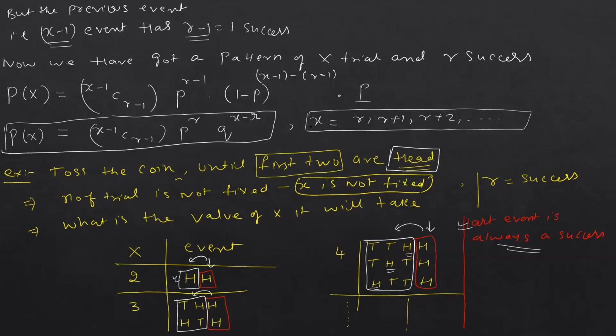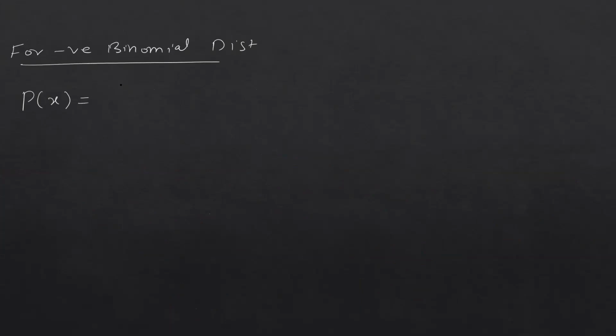So this is all the history. Now I can put this in a standard form. The point which you have to remember is, for the negative binomial distribution, your P of X is nothing but X minus 1 C R minus 1 into the probability of success to the power R into the probability of failure to the power X minus R.